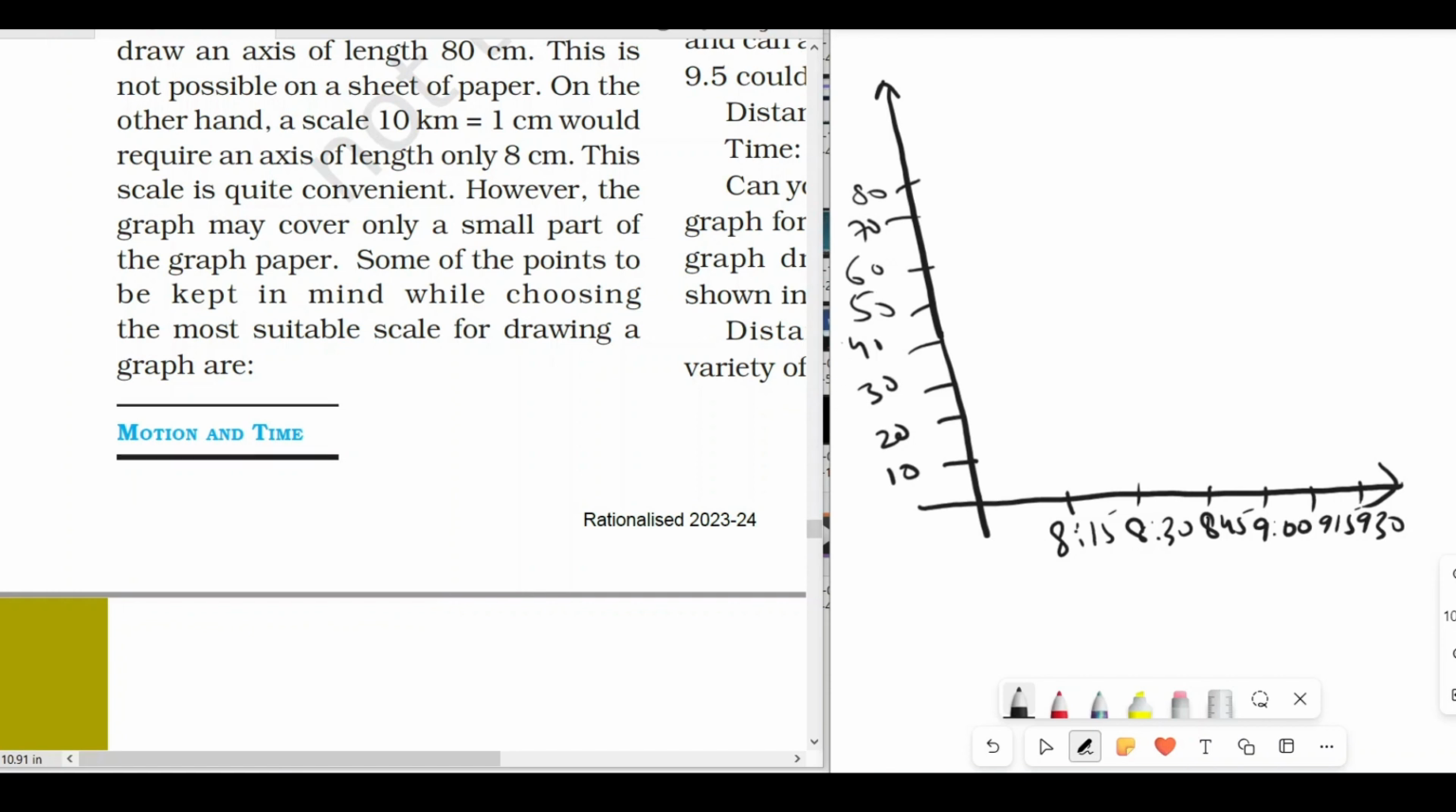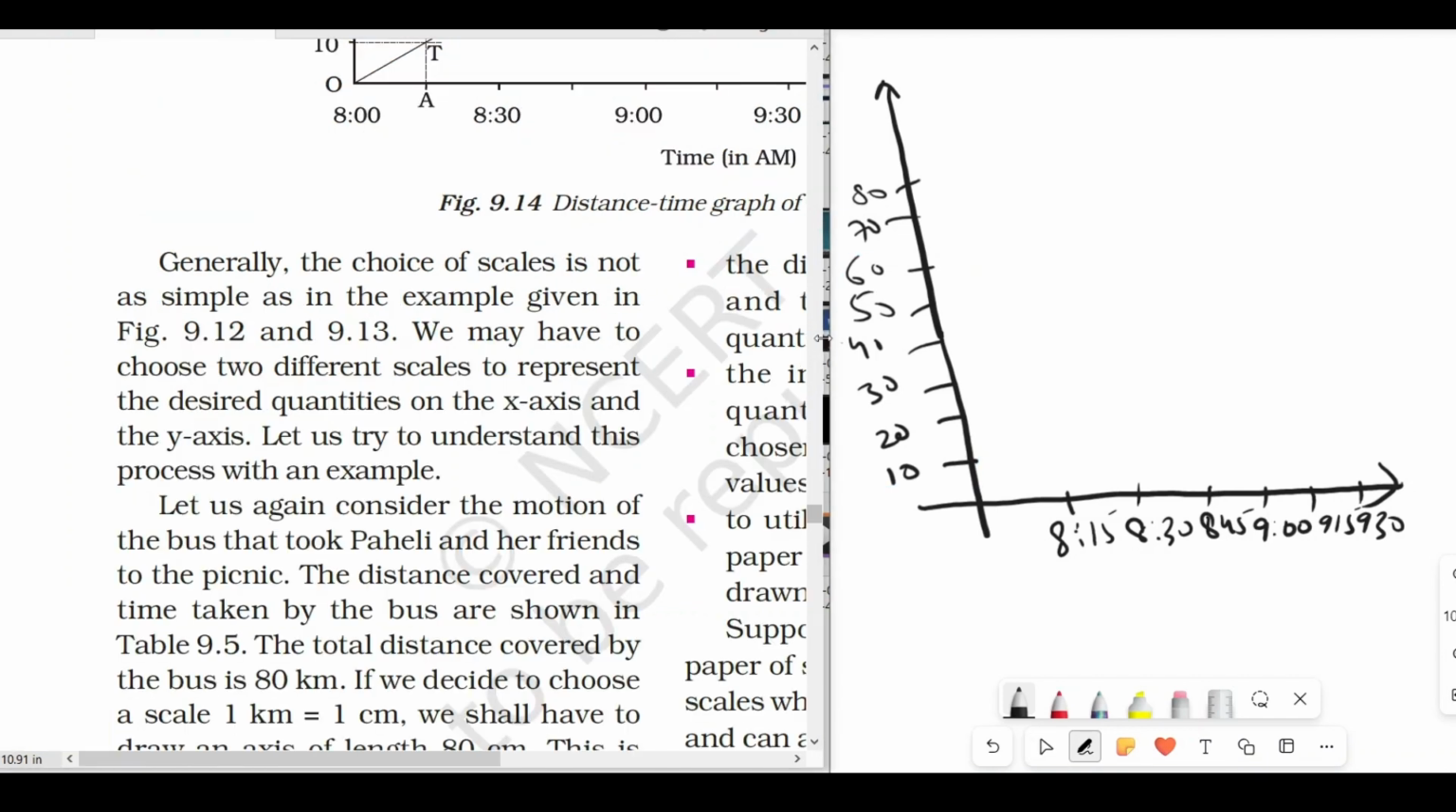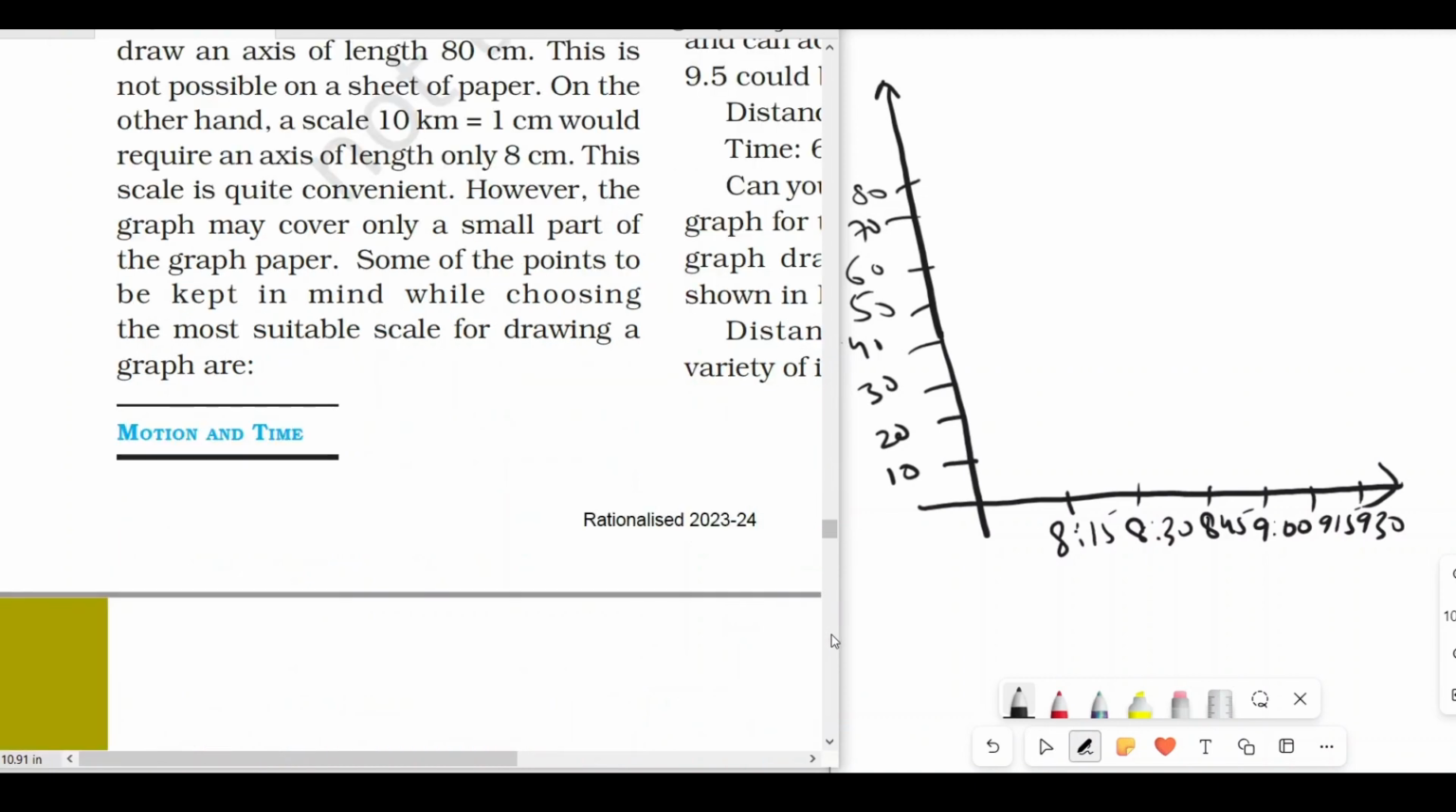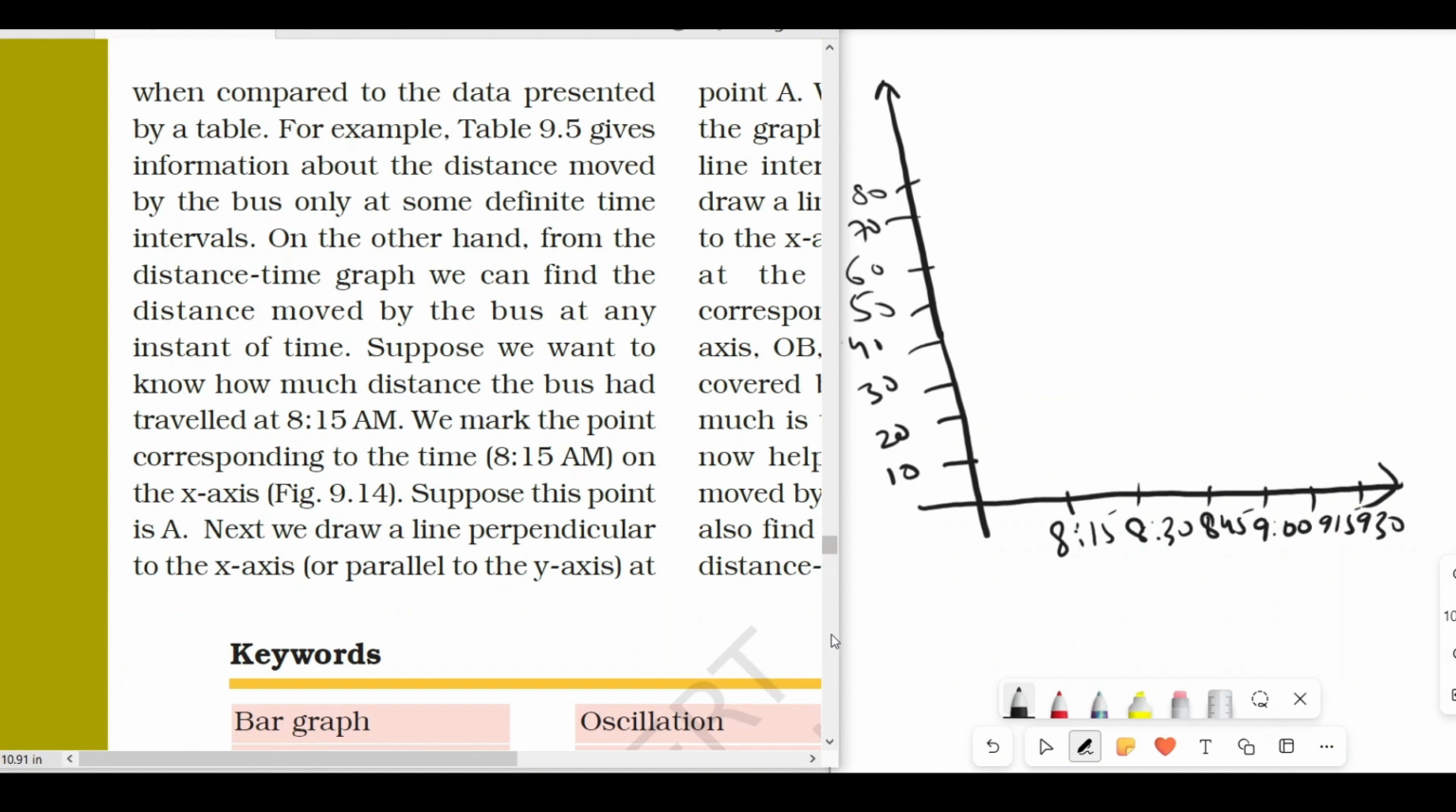Right, this is what we are doing here. Okay. Now at 8:30 it had moved 20 kilometers. Okay. At 9 o'clock it had moved 40 kilometers.